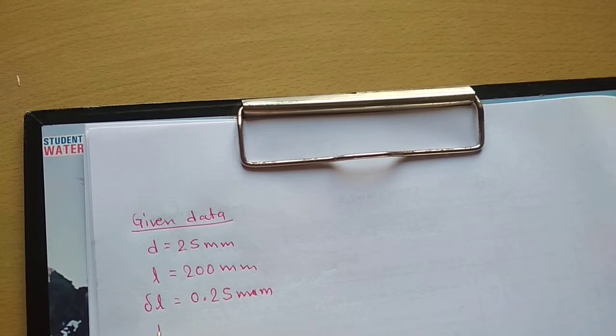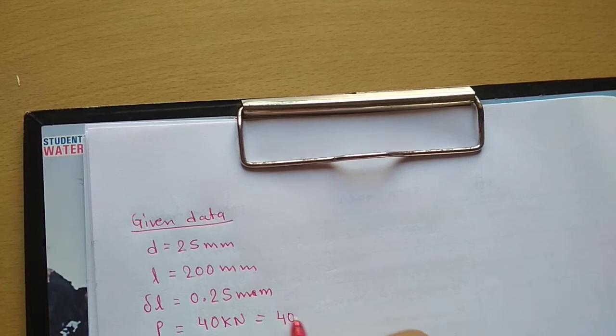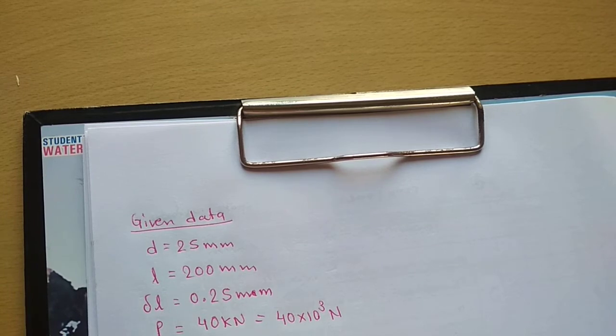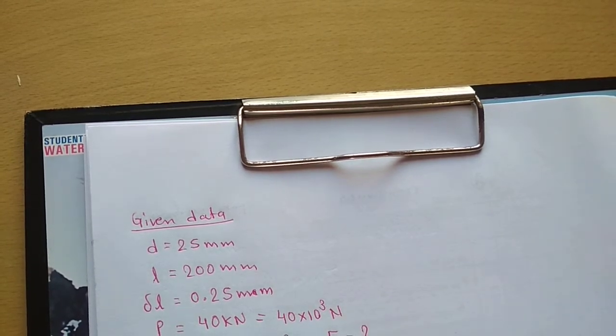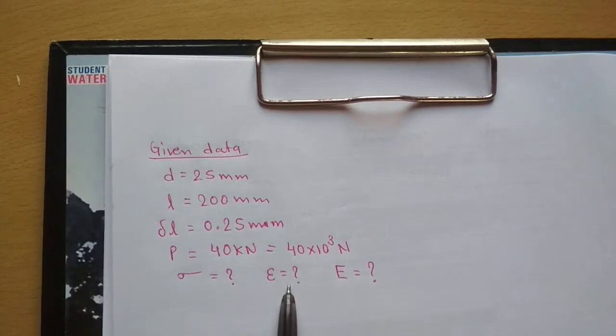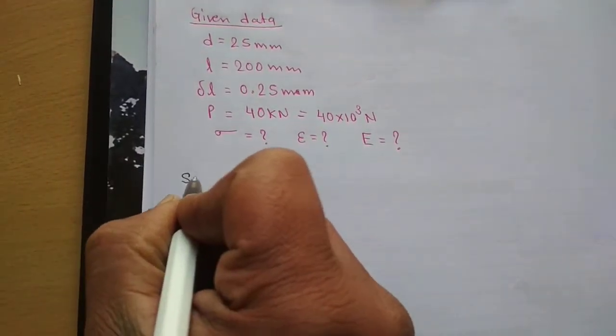Next they also have given force, applied force, that is 40 kilonewton, and we have to convert that into Newton, that is 40 into 10 raised to 3 Newton. Now what they asked: stress, strain, and elastic constant, that is nothing but Young's modulus. So stress, strain and Young's modulus we have to find. First we will start with the stress.